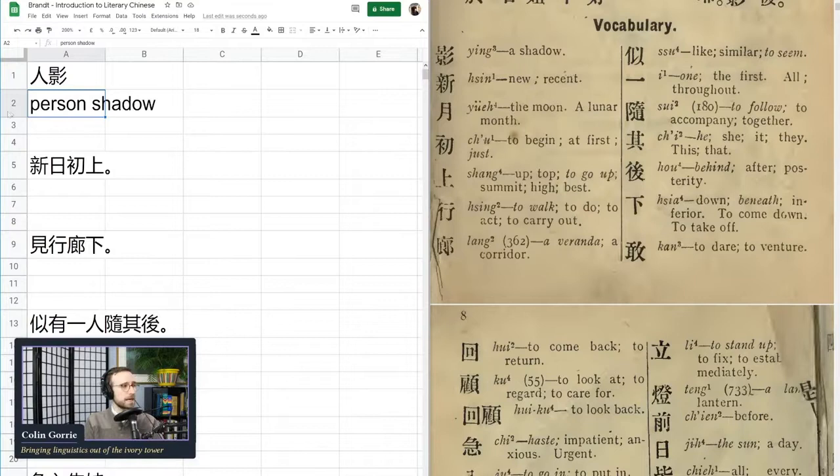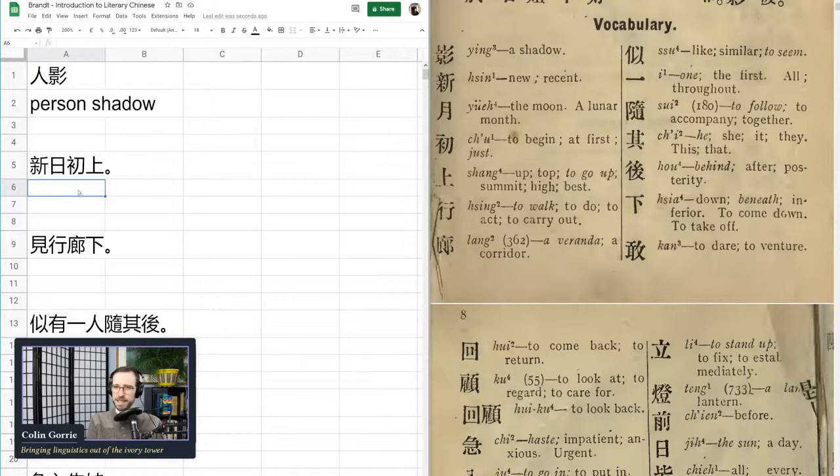I suppose we'll be learning about the relationship between these two morphemes as time goes on. But if I were to give it an initial guess, I would say something like a person's shadow. Just call that a genitive or whatever you want to call it in this case. All right, but let's not get ahead of ourselves. Let's keep going. So we have xin here. Xin, new or recent. Let's keep it simple. We'll adjust as we go if we need to.